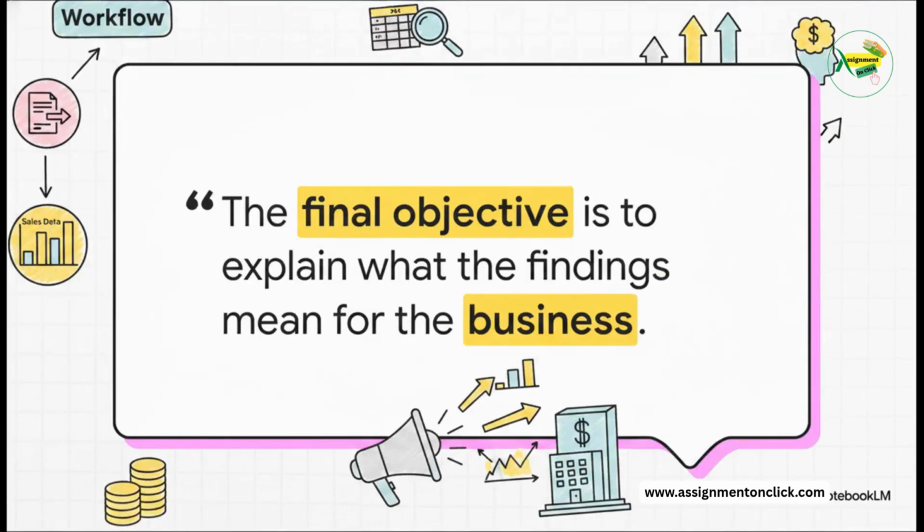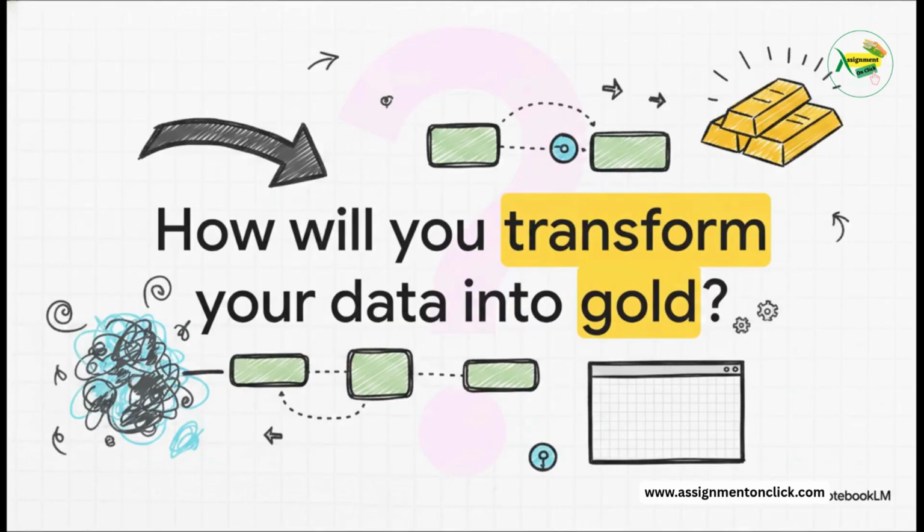Ultimately, the final objective is to explain what the findings mean for the business. Once your workflow is running perfectly, you'll naturally use nodes like the CSV writer or Excel writer to export your results. But keep this in mind, exporting a file is just the mechanical end of the process. The true goal of this explainer, and really of any data analyst, is understanding the actual meaning behind those numbers. Which brings us to the end of our journey today, and leaves me with a pretty big question for you. How will you use visual workflows to transform your own messy data into strategic business gold?